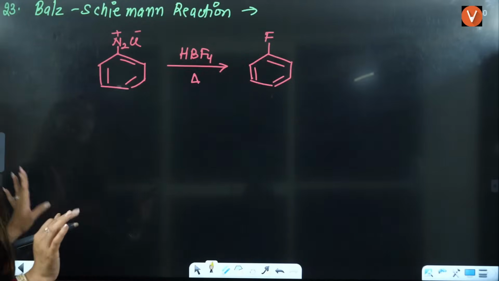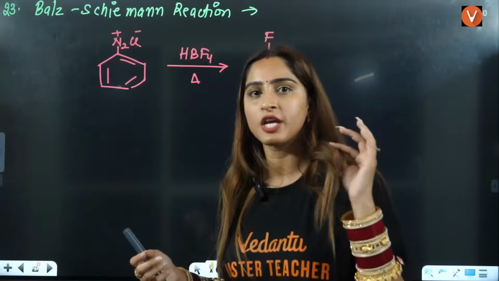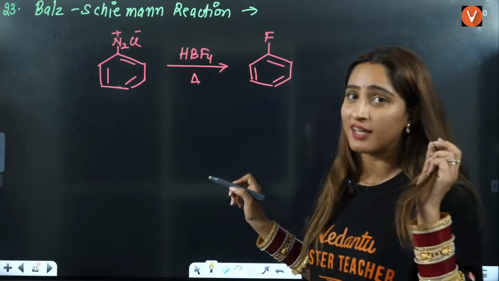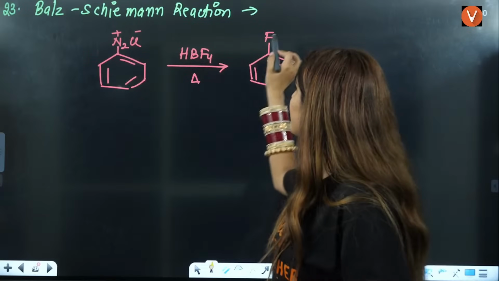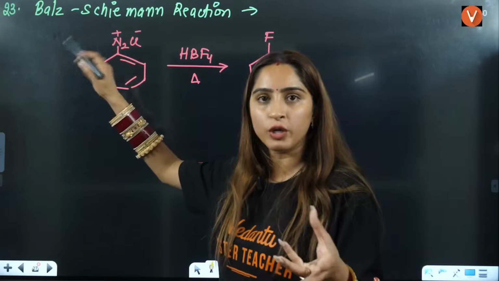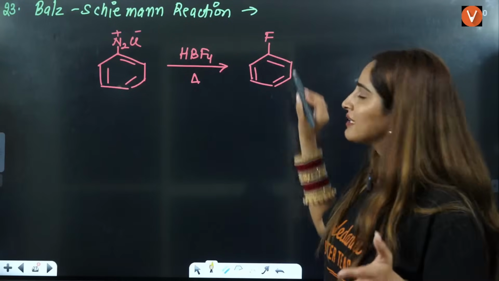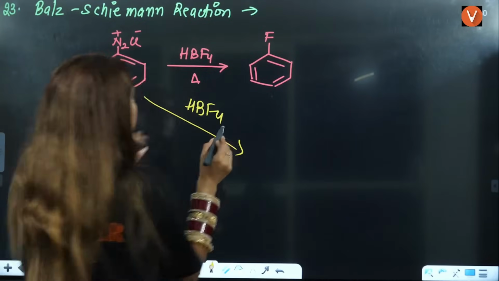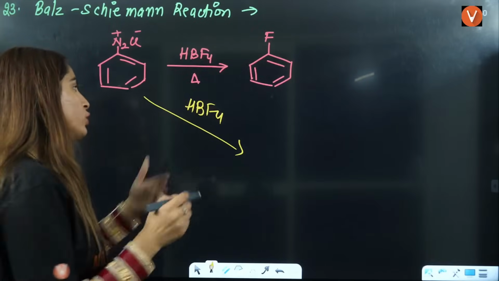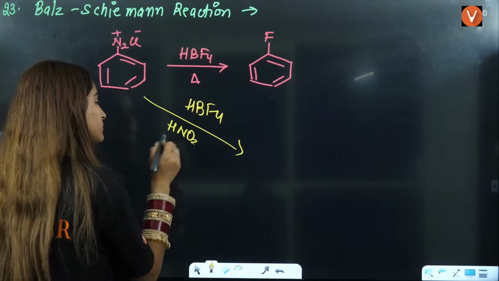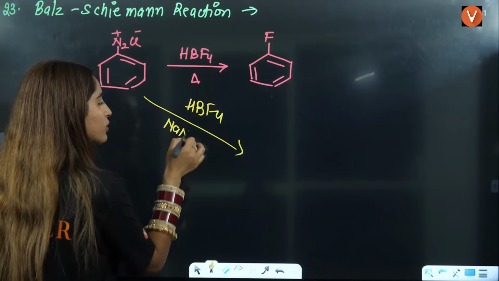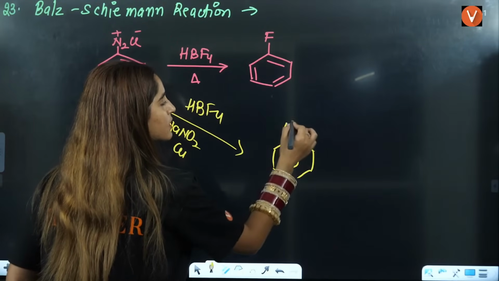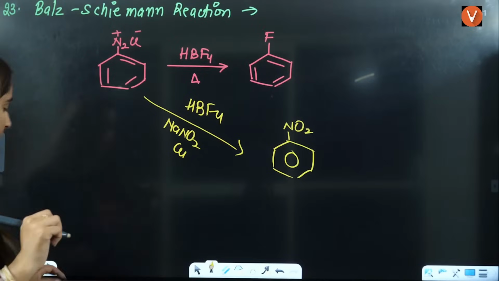Okay, so simple. Next is Balz Schiemann. Balz Schiemann, she always wants to color her hair, so she wants to do some fashion. Here you will add fluorine, from diazonium chloride only. If you add HBF4, then you will get fluorobenzene. This is Balz Schiemann reaction. But if into this you add NaNO2 and then you add copper powder, then you will get nitrobenzene here.